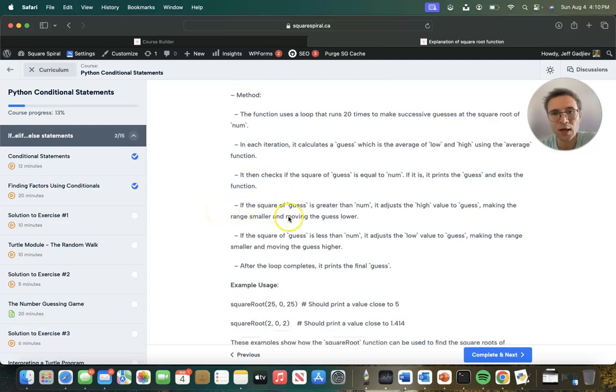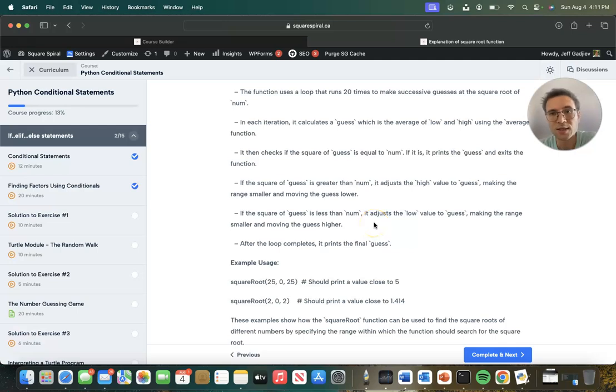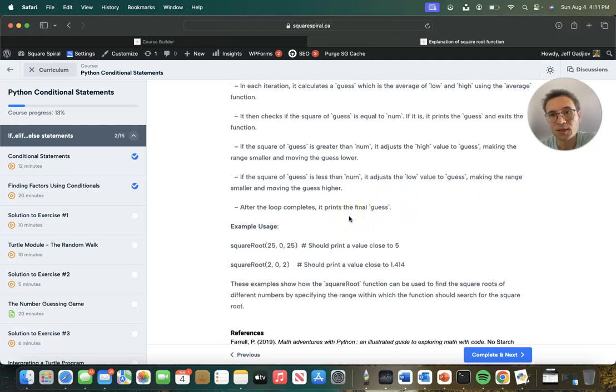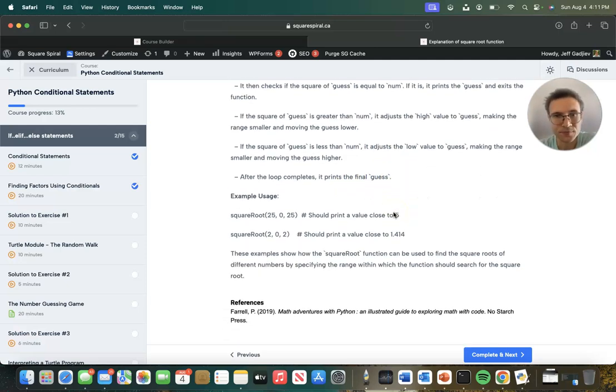If the square of guess is greater than the number, it adjusts the high value to guess, making the range smaller and moving the guess lower. If the square of guess is less than the number, it adjusts the low value to guess, making the range smaller and moving the guess higher. After the loop completes, it prints the final guess.